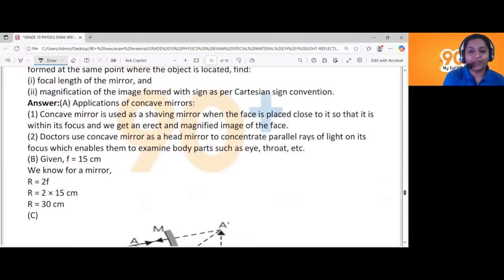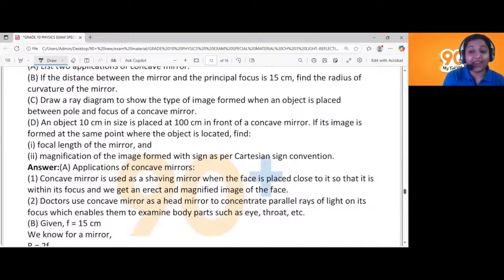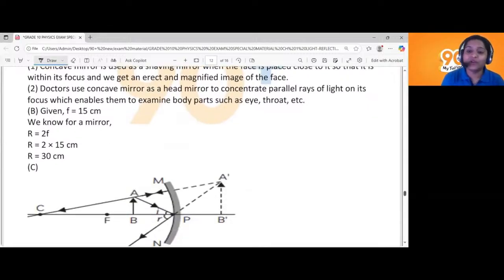So how to find the question is find the radius of curvature. How to find the radius of curvature? It is 2 into focal length. 2 into 15, 30 centimeter. Very simple, right?